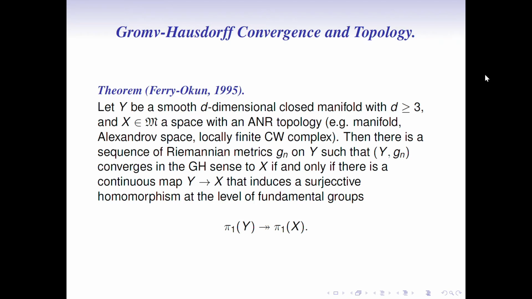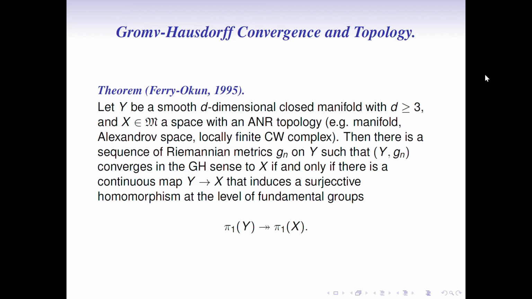if and only if there is a continuous map from Y to X, inducing a surjective map at the level of fundamental groups. This is impressive for several reasons. First of all, the dichotomy of whether we can or cannot approximate X by Riemannian metrics on Y doesn't depend on the metric structure of X, but only on its topology.